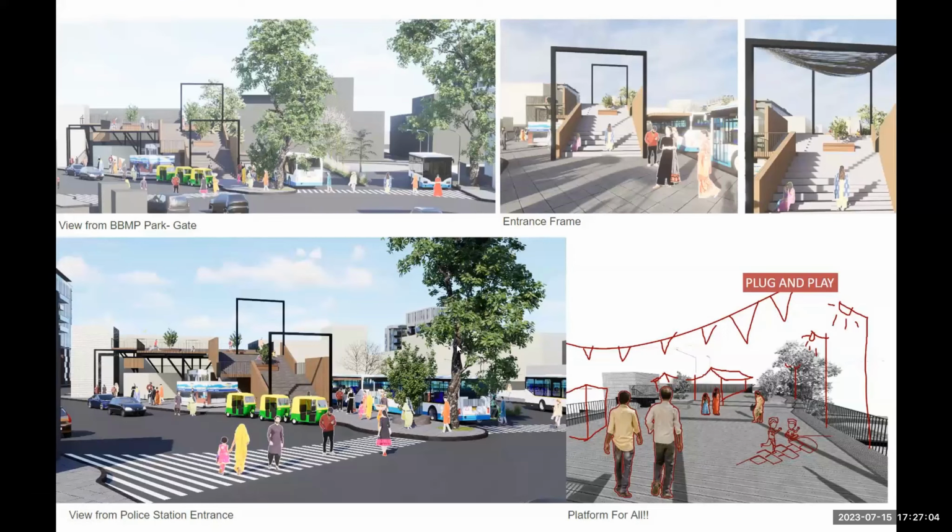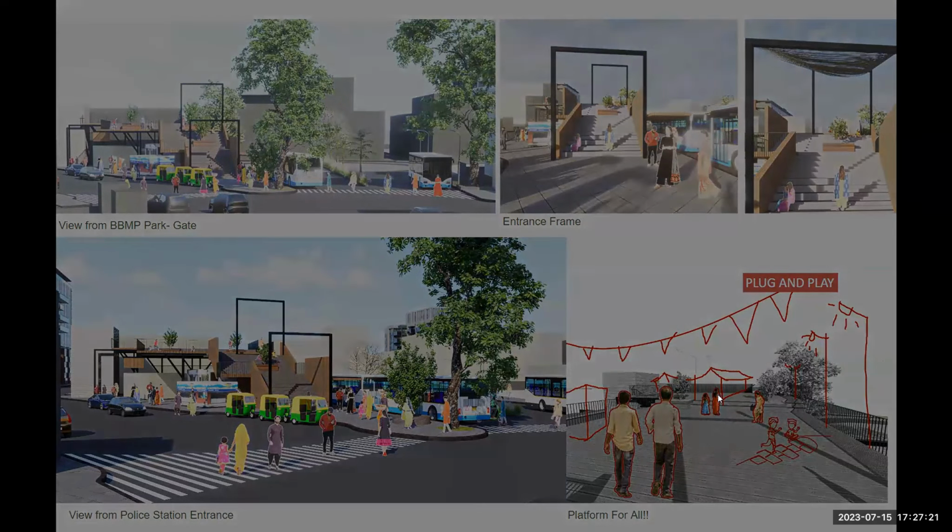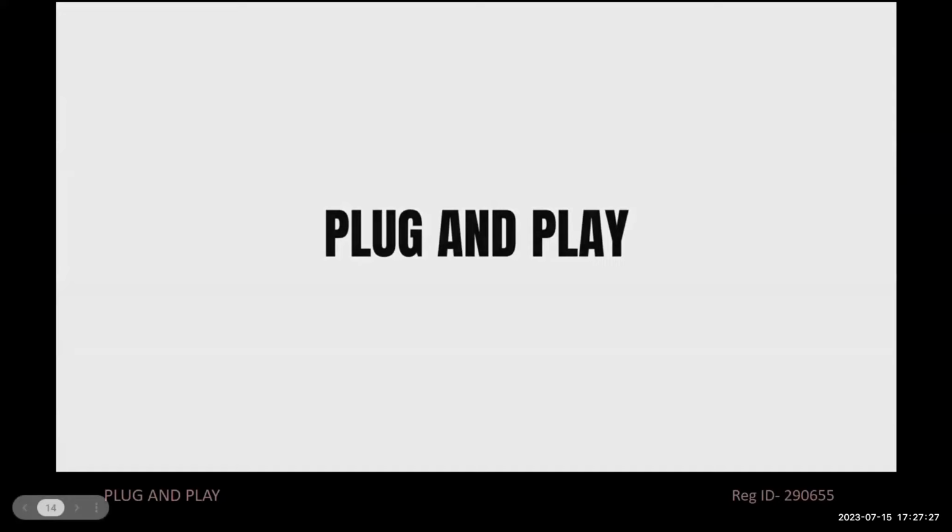The spectrum of visuals is something we look at in the higher space. We like to call it plug and play, where the deck can be used for any function, and we call it a platform for all. We have this small video showing the bird's eye view.